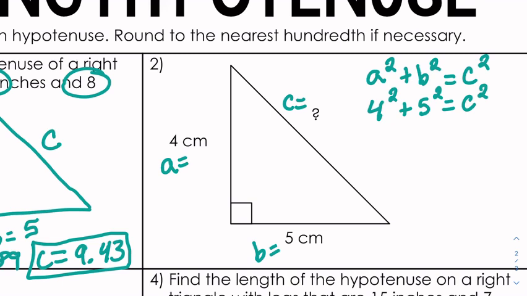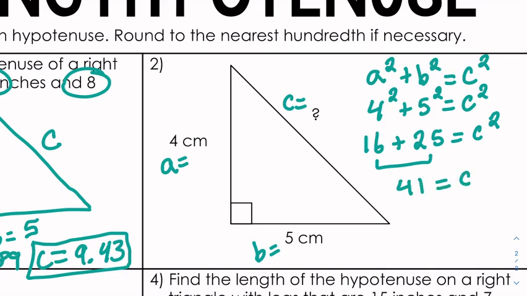Next, we are going to simplify what we can, and you're going to do that by first using the exponents. So 4 squared, or 4 times 4, is 16. 5 times 5 is 25. And then when I add these two together, 16 plus 25 gives me 41 equals C squared. Okay, but remember, we're not done yet because this means that the value of C times itself equals 41. So in order to find out what C equals, we're going to take the square root of 41.